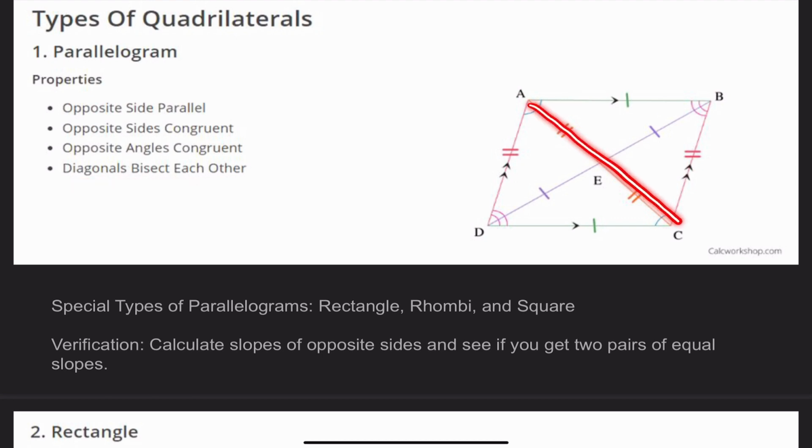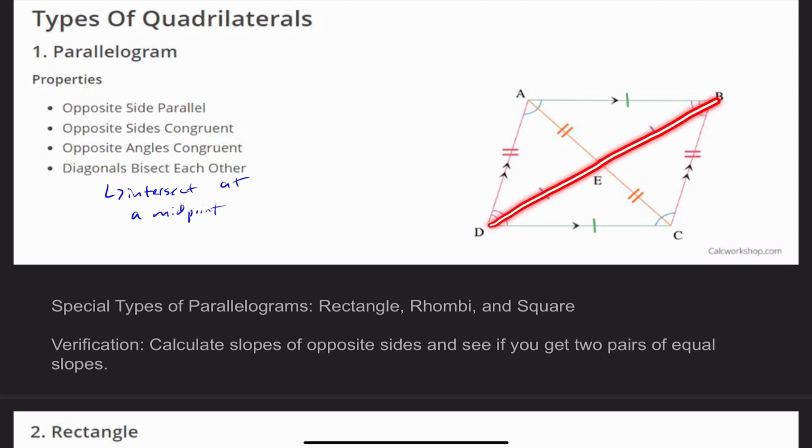So here are my diagonals. They intersect. Remember, the diagonals intersect at a midpoint. So if I create a midpoint here, you can see that E is the midpoint of DB. That means I draw one tick mark here and one tick mark here. Therefore, these two segments are congruent. E is also the midpoint of segment AC. I cannot assume that these diagonals are congruent to each other. But E is the midpoint of segment AC, which means this segment is congruent to this segment. So two tick marks there and two tick marks there.